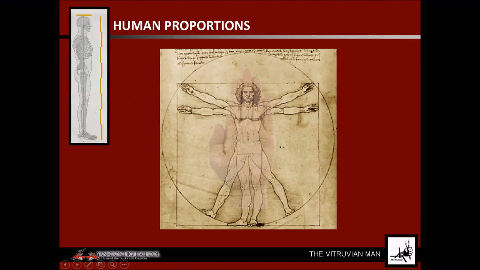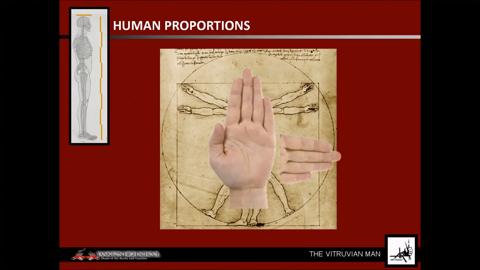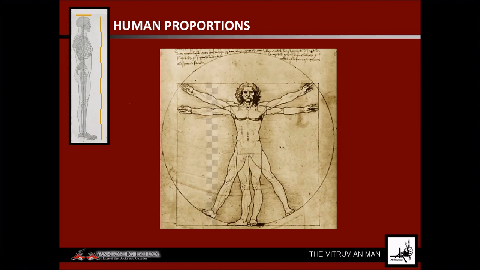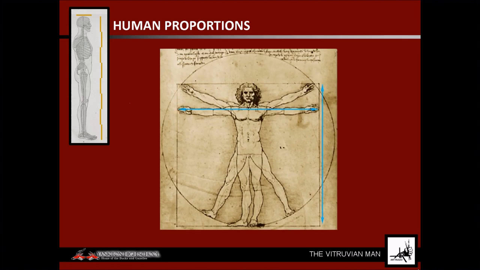In his notes, Leonardo found a palm is four fingers, both in width and length. And the overall height of a human is 24 palms. Other proportions he noted include, the length of the outspread arms is equal to the height of a man.